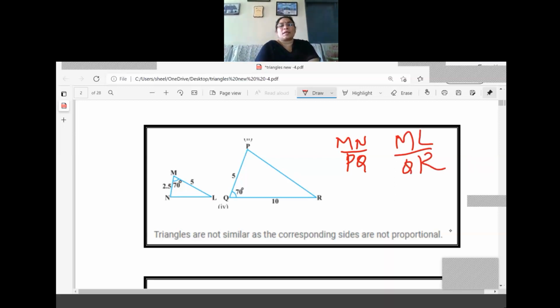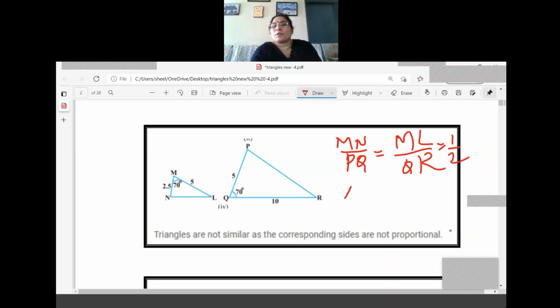What is the ratio we are getting? 2.5, and if 5 is there, then 5 and 10, so 1 by 2 is what we are getting there. Now angle M equal to angle 70, that is also the included angle only. MN and ML we are taking, so it is equal to 1 by 2, right?